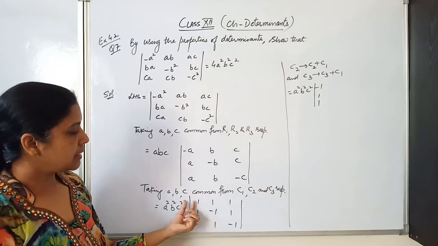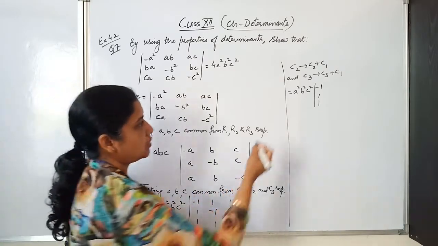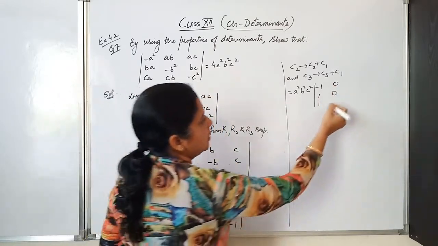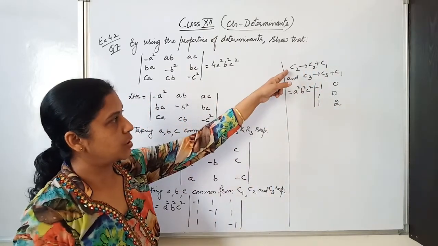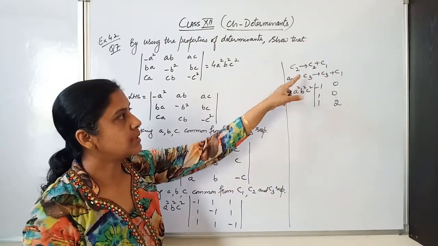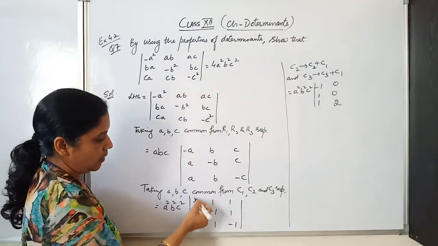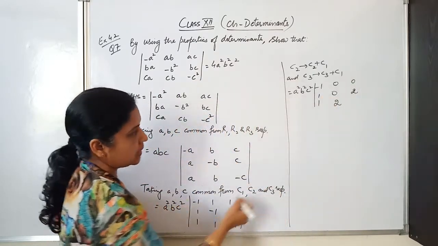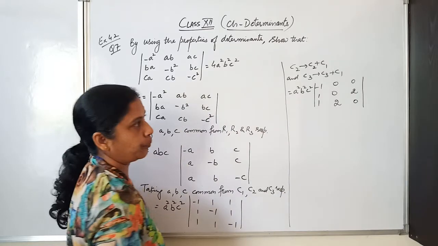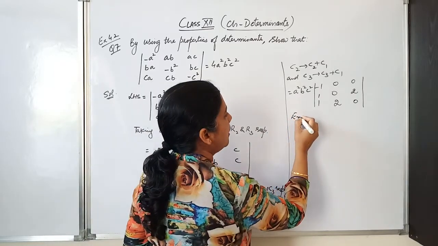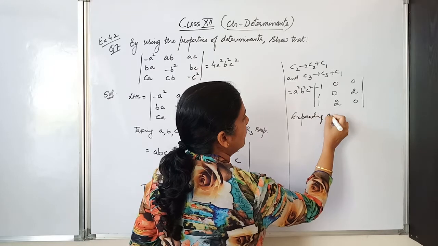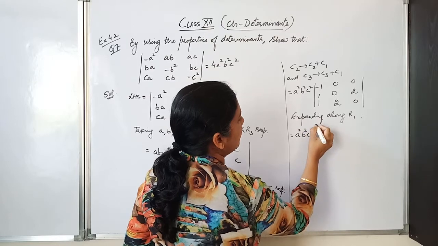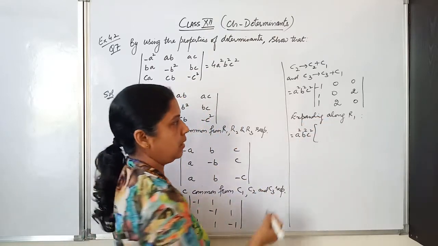Now let's add C2 and C1. Minus 1 plus 1, 0, minus 1 plus 1, 0, 1 plus 1 becomes 2. So I have used this operation only till now. Let me do another operation, C3 becomes C3 added with C1. 1 minus 1, 0, 1 plus 1 is 2, minus 1 plus 1 is again 0. So we can expand it along R1 because we have two entries as 0 in the first row. So the expansion will be really easy.